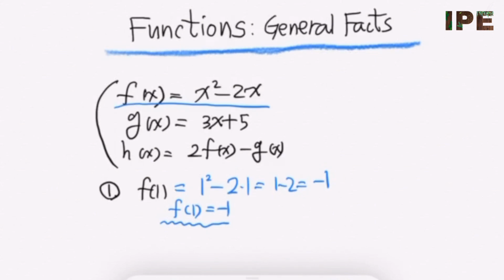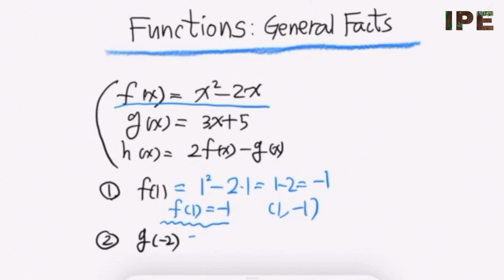In the graph, the point (1, negative 1) should be on the graph of f of x. One more time, if f of 1 is negative 1, the point (1, negative 1) should be on the graph.